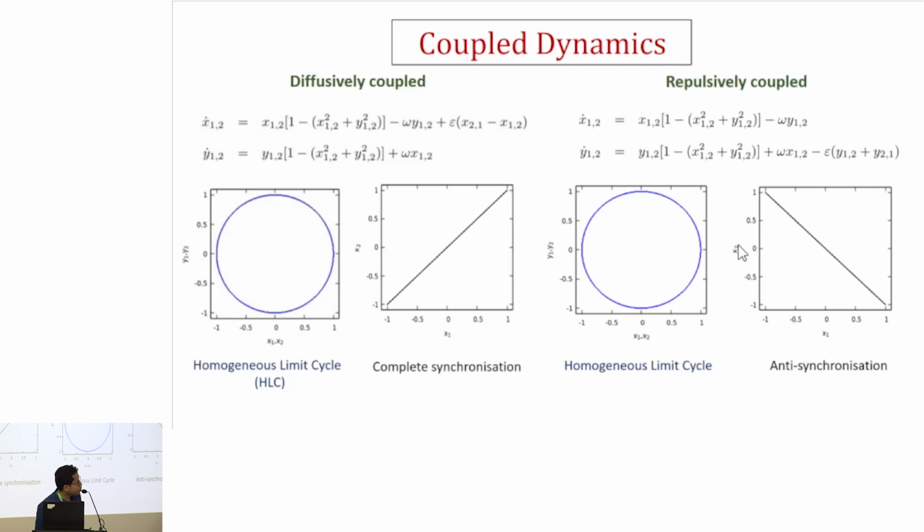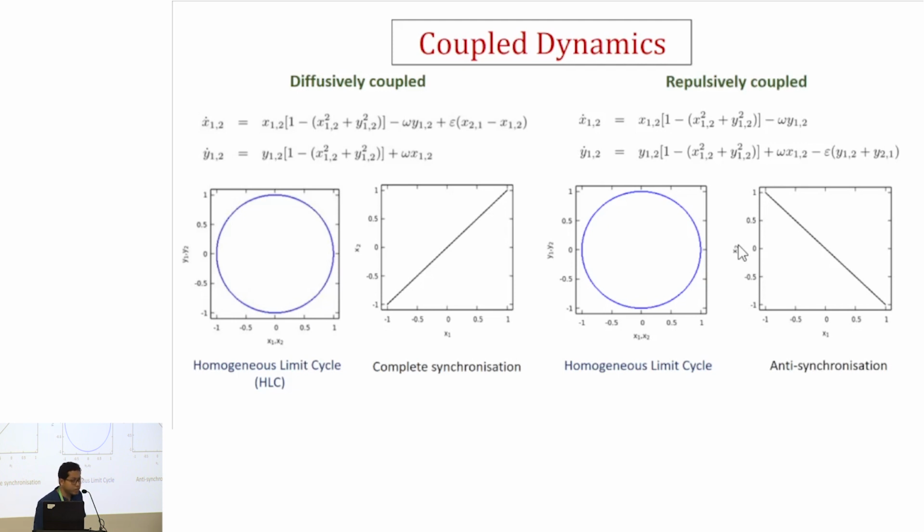Now I introduce the coupling term, here x2 minus x1, and in this case, which is known as repulsive coupling, we have a term y1 plus y2. So when the coupling is diffusive, as you can see, x1 is equal to x2. Basically, both systems settle on the same limit cycle, and their variables are identical, which is shown in this graph here.